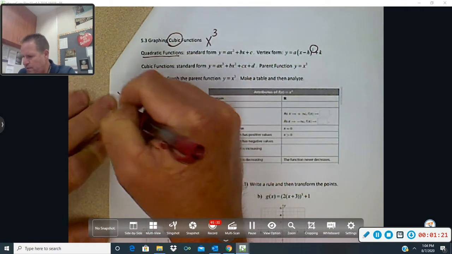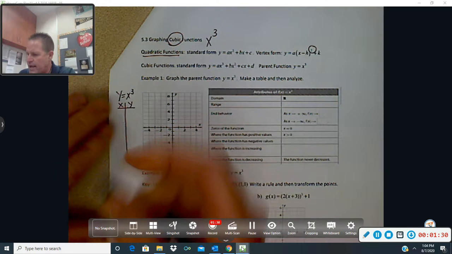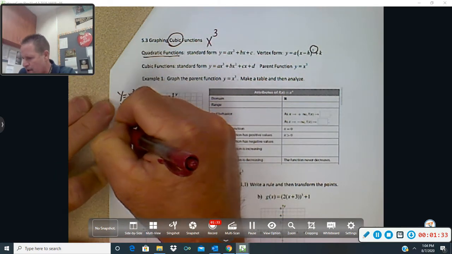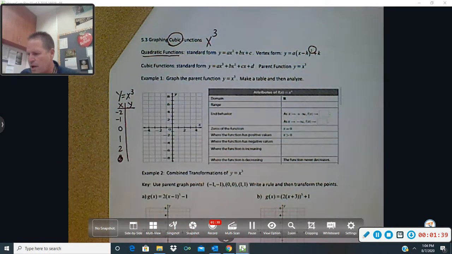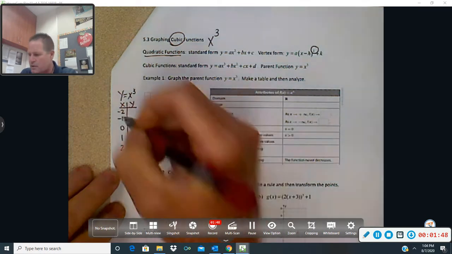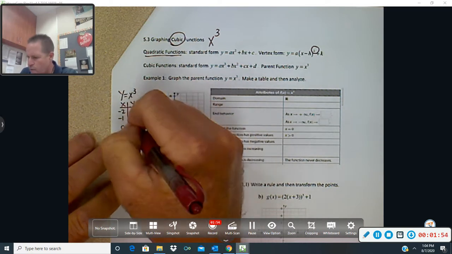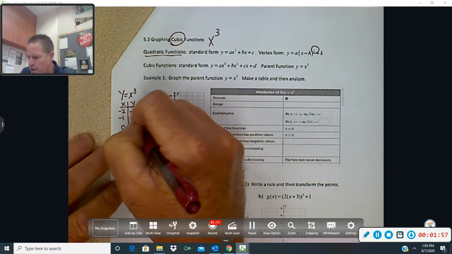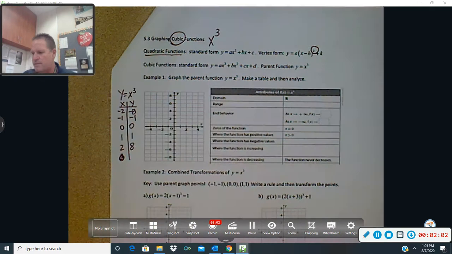We'll actually plug in a few values now into a table, and then we'll plot these over here on the graph. Usually when I have no idea what anything looks like, I start with these values: -2, -1, 0, 1, and 2. And all you're going to do is plug those in. So you're going to do -2 cubed, which means -2 times -2 times -2, that's -8. -1 cubed, that's -1 times -1 times -1, that is -1. 0 cubed is 0, 1 cubed is 1, and 2 cubed is 8.